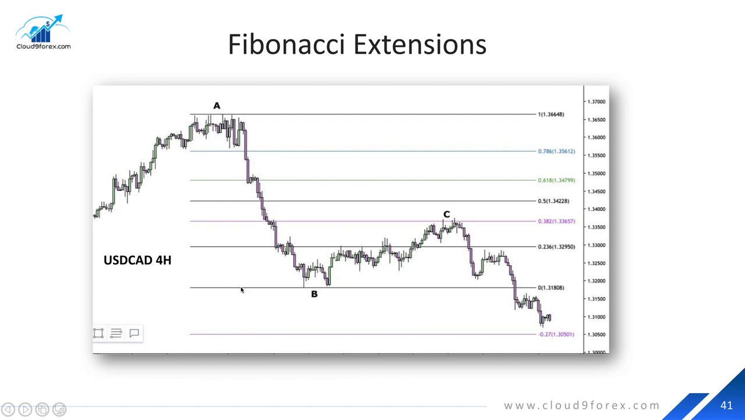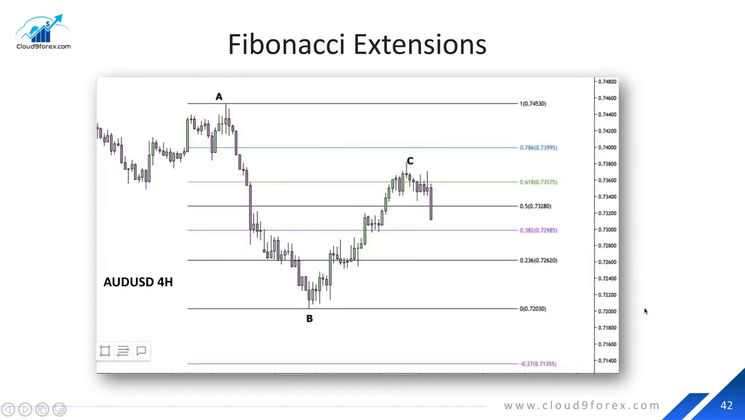So Fibonacci extensions on USD CAD 4 hour. So we have our A, we have our B, and we have our C. Okay, so this is how you can mark it up so it's easy for you. So 100% at the top because we're in a bearish trend, 0% on the bottom. So A, B, C. So what happens? It goes to the 38.2, wicks, and continues down. And then eventually passes 0% and goes to 0.27%.